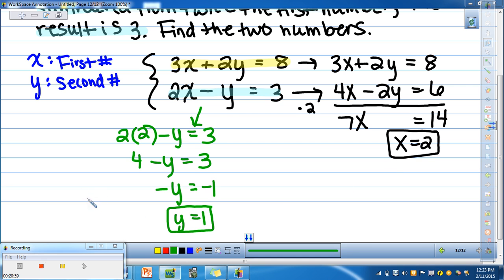This is the end of my lesson on section 7.1, solving systems of linear equations in two variables.